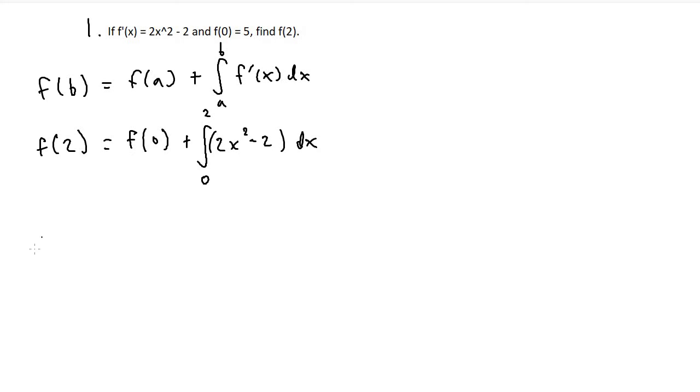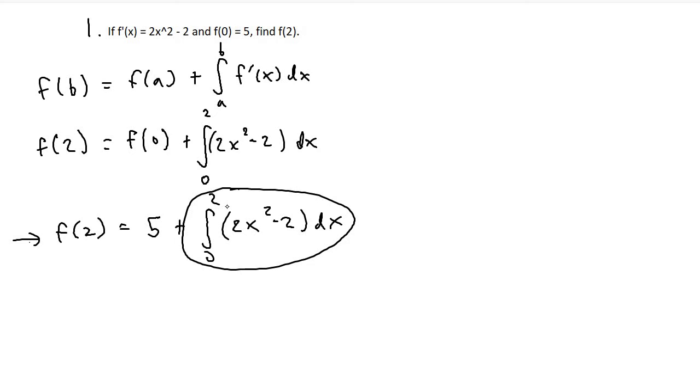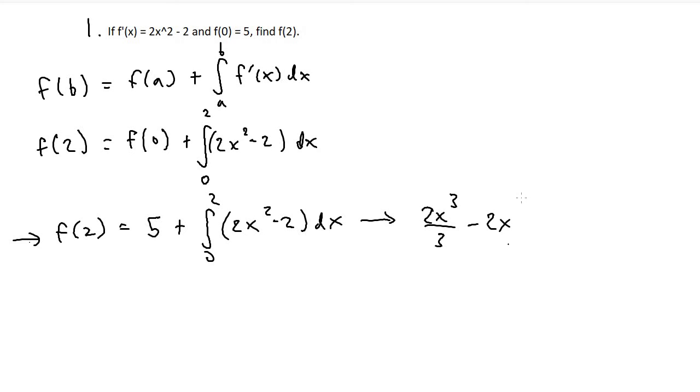If I simplify this a little further, I can still put f of 2, and we know f of 0 is equal to 5, so I will replace f of 0 with 5. So we get 5 plus the integral from 0 to 2 of 2x squared minus 2. Now I'm going to focus on the integral and integrate this function. We just use the power rule: 2x cubed over 3, and the integral of 2 is 2x. And once again, we're going from 0 to 2.